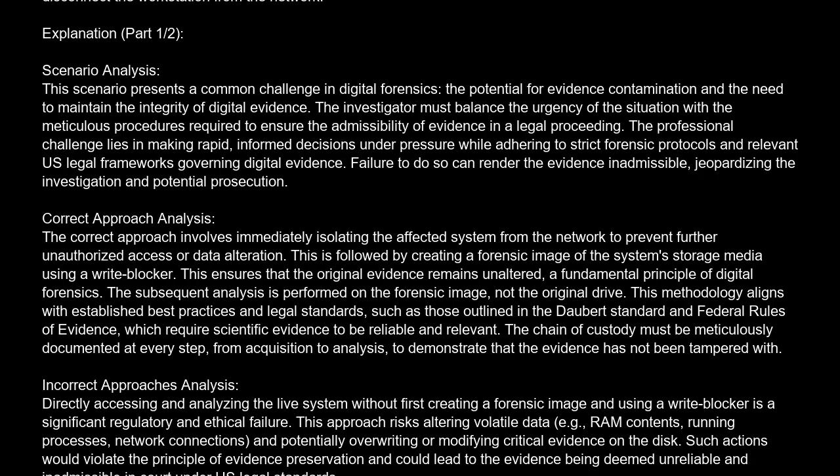Incorrect approaches analysis. Directly accessing and analyzing the live system without first creating a forensic image and using a write blocker is a significant regulatory and ethical failure. This approach risks altering volatile data, e.g., RAM contents, running processes, network connections, and potentially overwriting or modifying critical evidence on the disk. Such actions would violate the principle of evidence preservation and could lead to the evidence being deemed unreliable and inadmissible in court under U.S. legal standards.